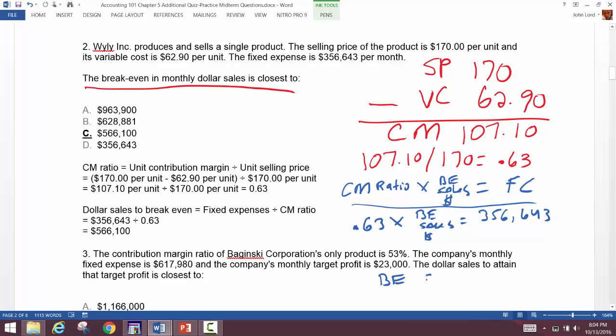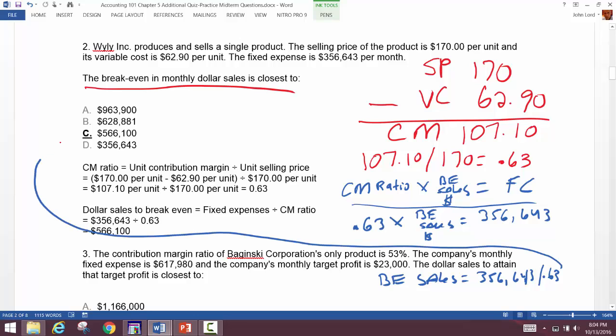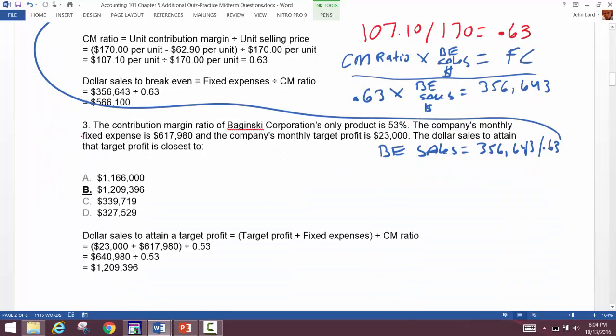I'm writing down the next problem. Break-even sales then must be equal to 356,643 divided by what? 0.63. If it's not this answer, I have a problem. Is that the answer? Okay, good. Let's do this next one.